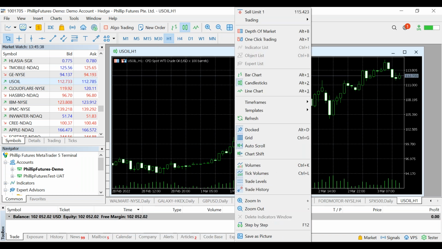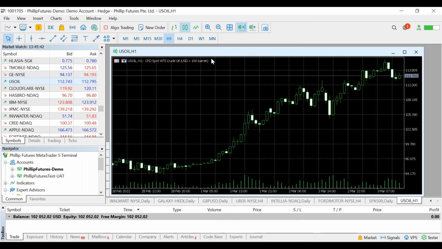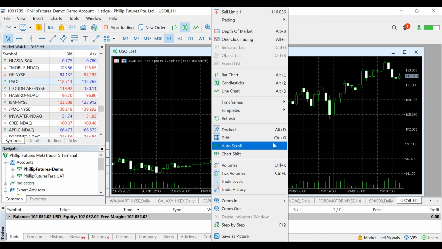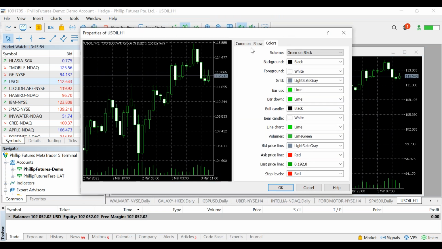It's down here to the properties. Sorry, I think due to the screen sharing, it's a little bit cut, but below this save picture, there's this option to properties. Okay, properties. Then there's 3 tabs here.